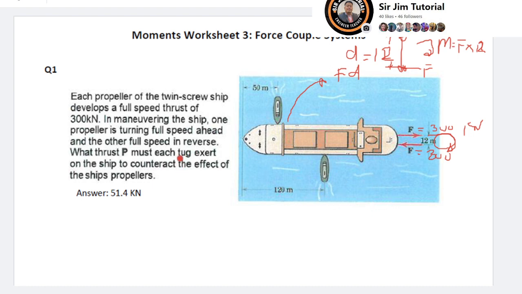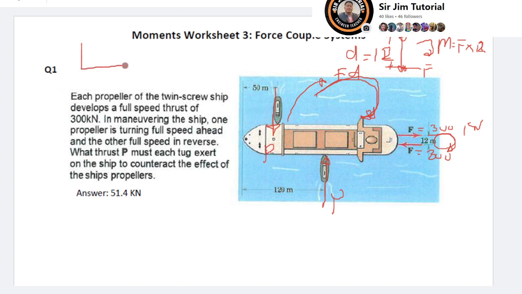Now, to maneuver the ship, there should be one propeller turning full speed ahead and the other full speed also in reverse. This is what I'm saying. So we need some force P, which will counteract this counterclockwise movement. There should be P here, which is generated by this small boat. Also here, just a small p.